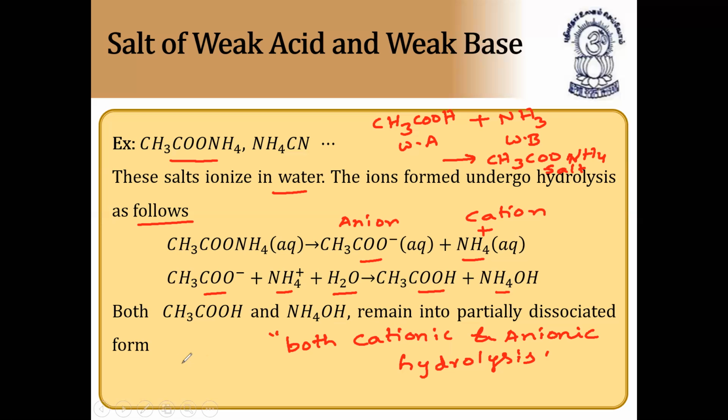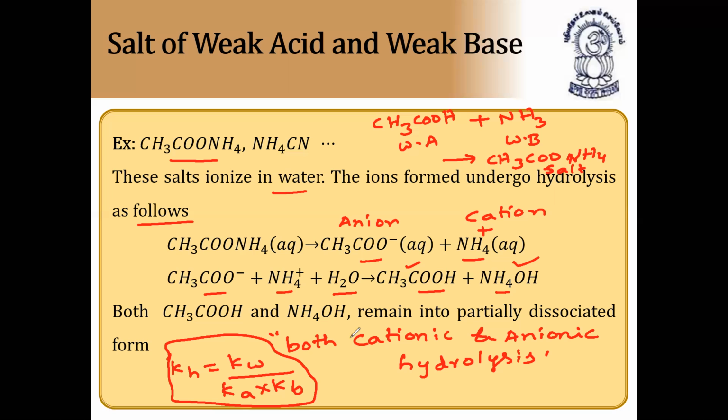And how do we find the hydrolysis constant for this type of salt? KH is equal to KW by Ka into Kb. For this type of salt only, they will give both the Ka value as well as Kb, because acid is formed as well as base is formed. So in this way, we can find out the hydrolysis constant for this. Please note down.